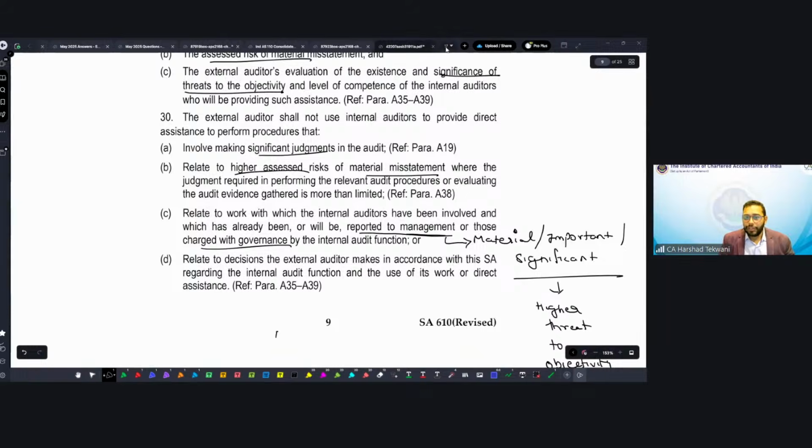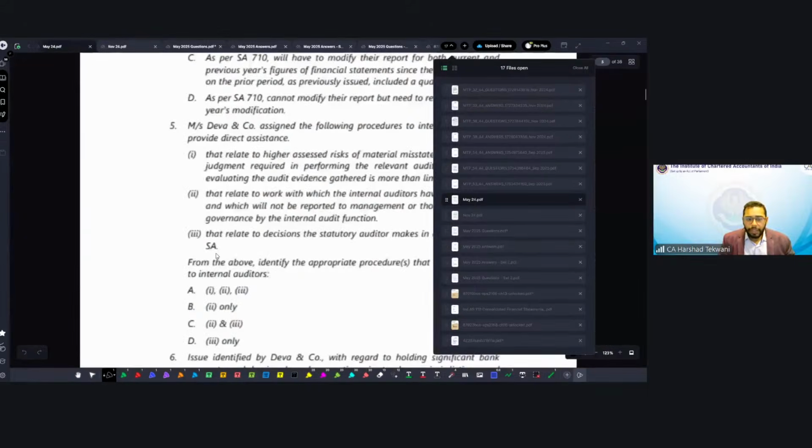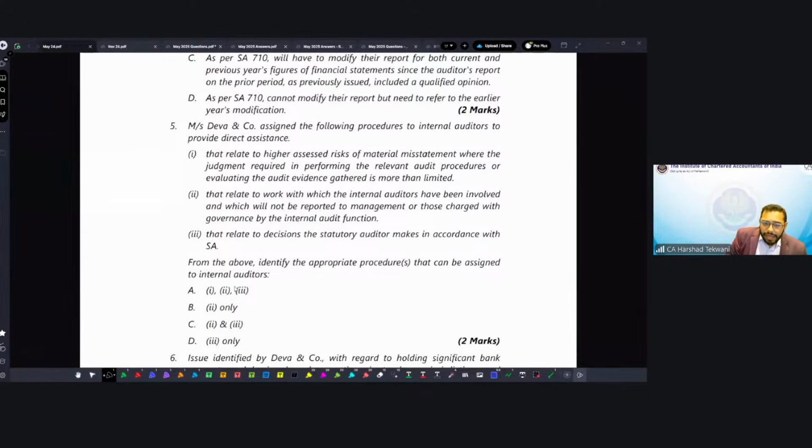Now, let me go back to the question. When I see this area, it relates to the work of the internal auditors which will not be reported to management. That means it's not material, not significant. And if it is not material, not significant, that means there might not be any threat, or the threat will be of lower level. So safeguards can be applied.